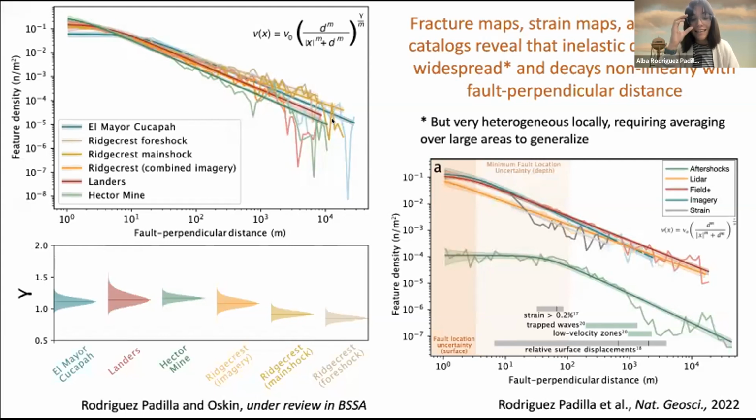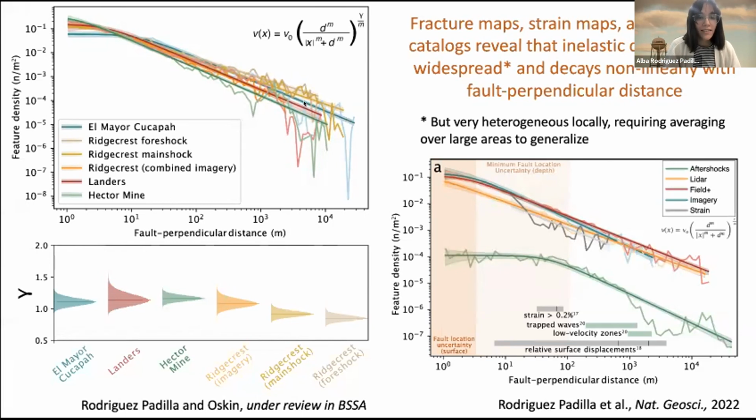These distributions have really long tails. We can see that in these log-log plots, but it's important to not forget that these are still very nonlinear. So most of the information, most of the cracking, is contained within the very near field of the fault. It's within a couple hundred meters from the fault.